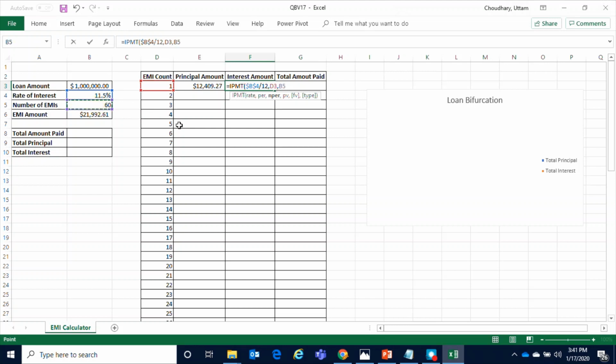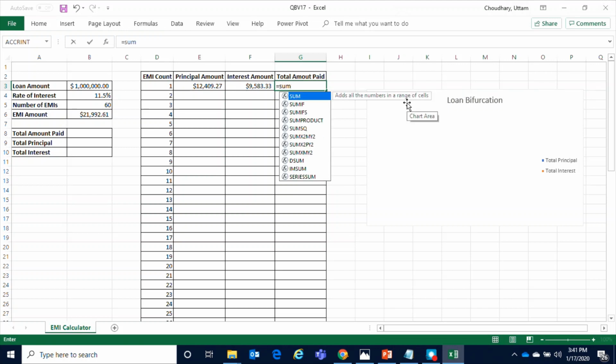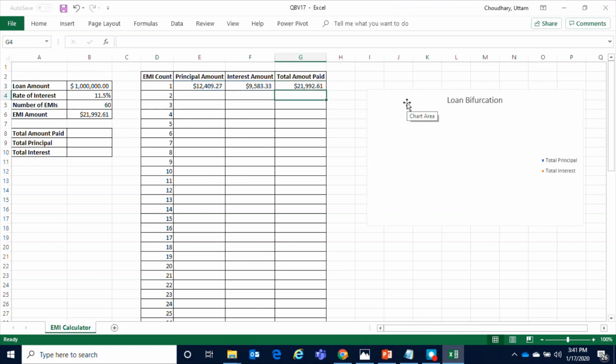I would select 60. I would freeze this as well because I do not want this pointer to move. And then I would select the present value and freeze this as well. But I would add a minus before that so it doesn't show me the value in negative. I do this, and then if I do a sum of this plus this, you would see that it is exactly the total amount of EMI.